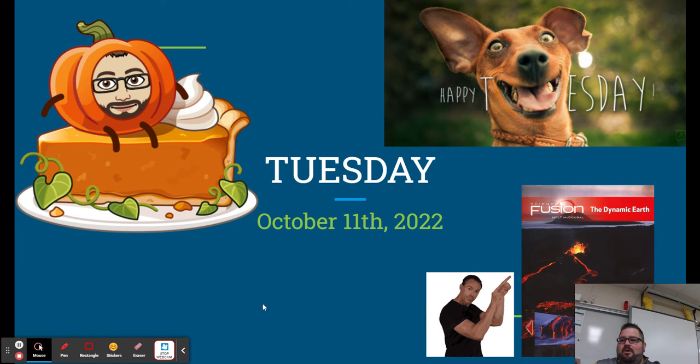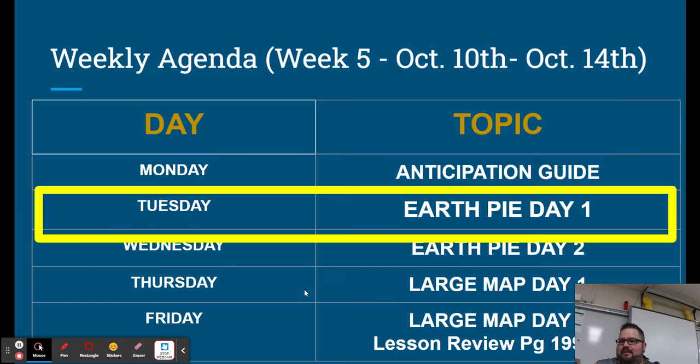So, what are we working on today? It's Tuesday, it is October 11th, and pie, Earth pie. Let's take a look. We are going to be starting an activity called Earth Pie. I'll explain more about it here in just a second. It'll be a 2-day activity, and then we will get into our mapping.